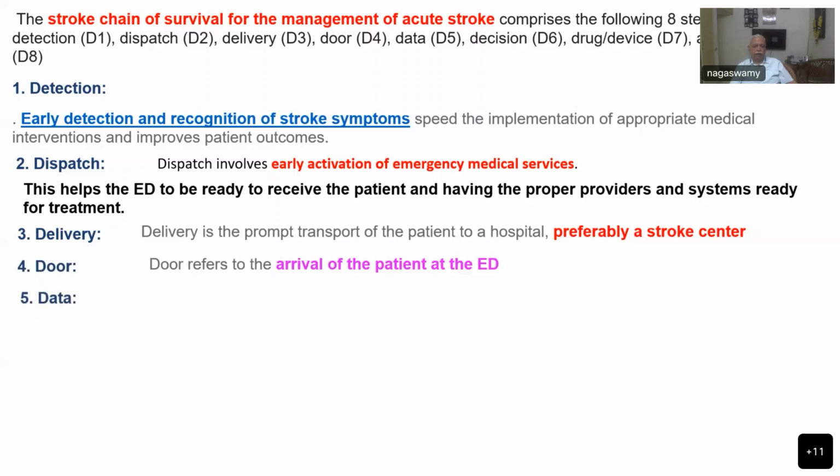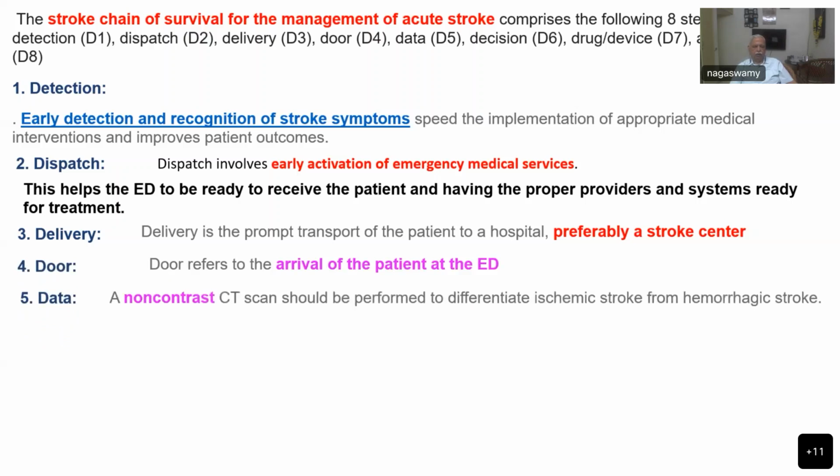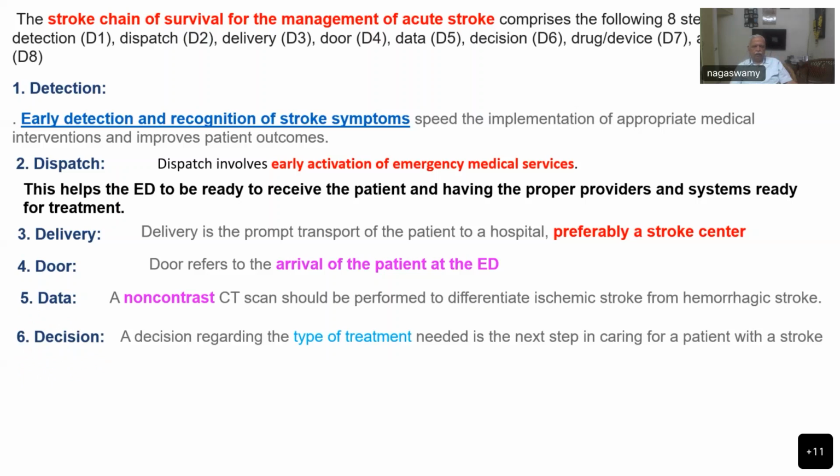Now 5, data. Data means whatever investigations you do and what are the results. A non-contrast CT scan should be performed to differentiate between ischemic stroke and hemorrhagic stroke. Then the decision. Decision is whether to start fibrinolytic therapy, what type of treatment to be done, whether to refer to the surgical unit or you can start a treatment. That is the decision making.